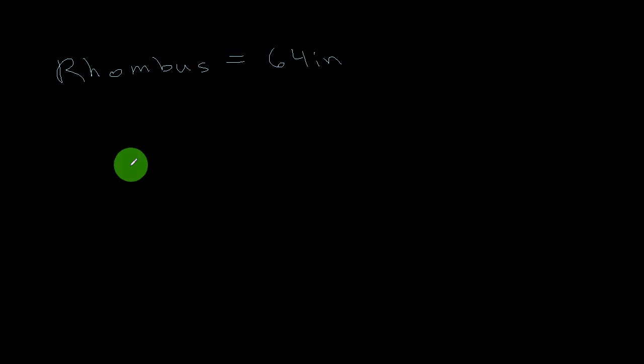So I've got my rhombus here. And I know that the entire perimeter is 64 inches. What can I do to figure out the value of each side? Well, I know that a rhombus has four sides that are congruent, or they are equal in length.